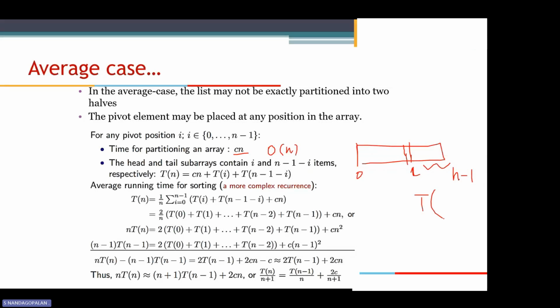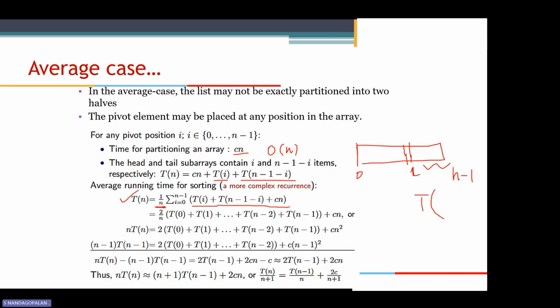That means T of n minus 1 minus I recursively. This side, I minus 0, that is T of I recursively. How many? I don't know. So what should I do? I should calculate the time taken considering I any position 0 to n minus 1, add this time taken for each ith value and divide by n. So this is the recurrence relation.